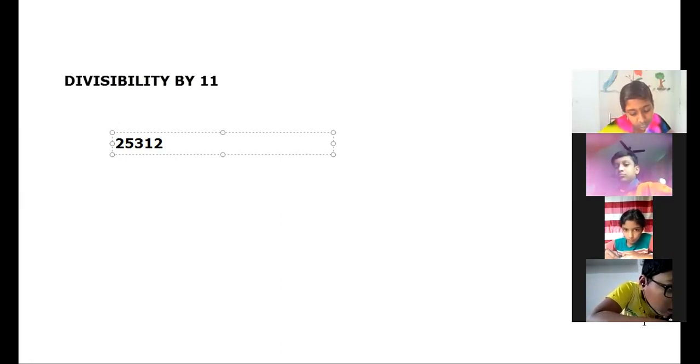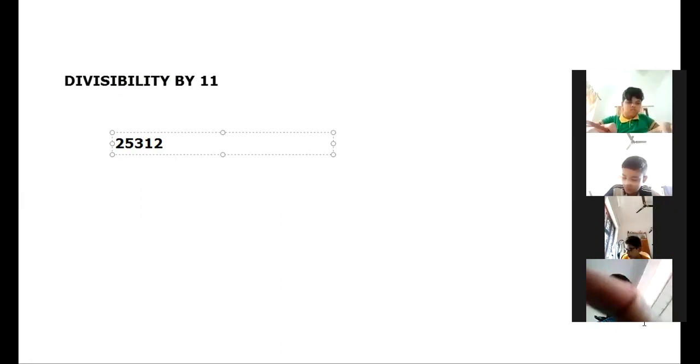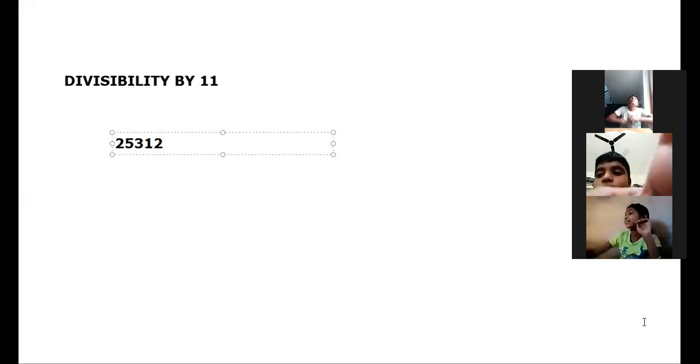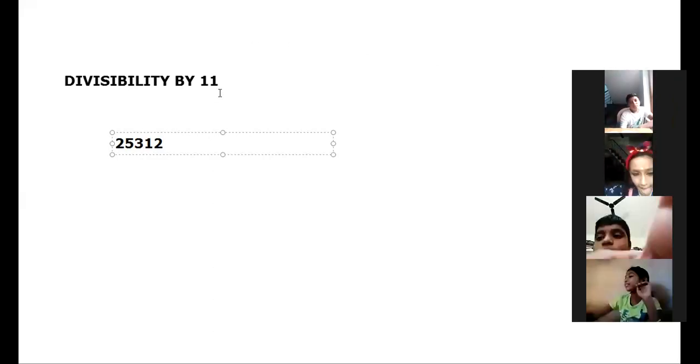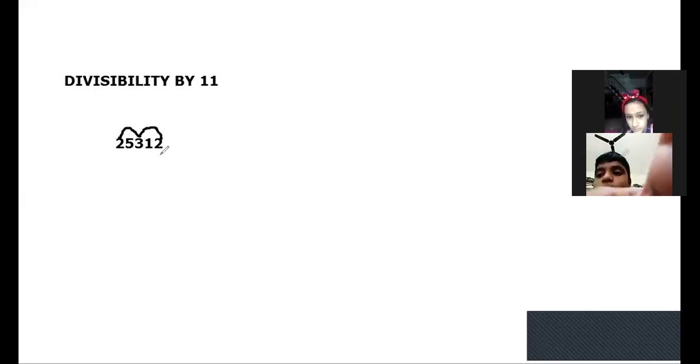We have to check the divisibility by 11. The number given for us is 25,312. How will we check whether 25,312 is divisible by 11? We know that divisibility can be checked using the rules of divisibility. First, we have to find the alternate digits. Which are the alternate digits? The first pair is 2, 3, and 2.